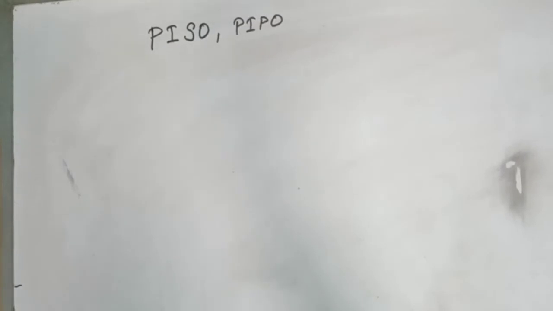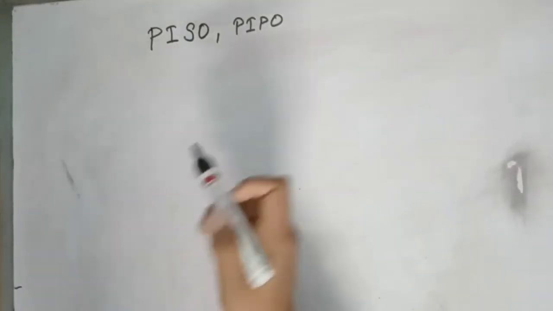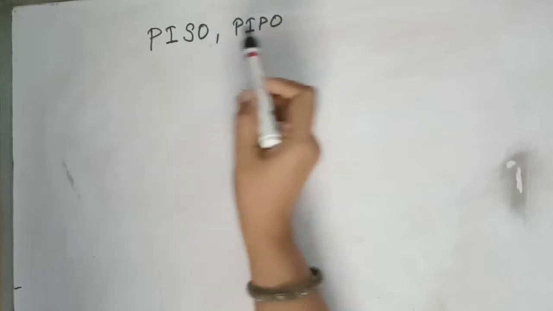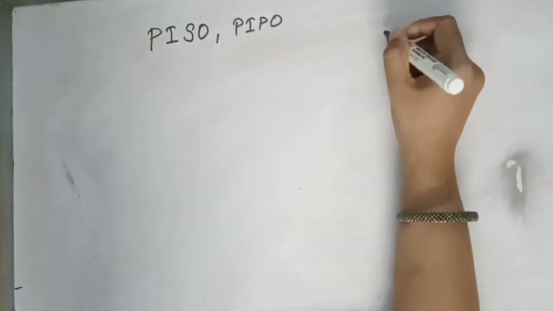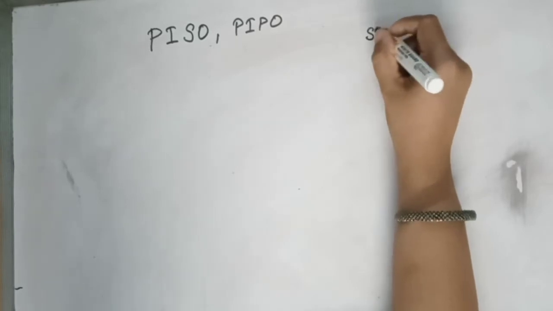So in shift registers, we've talked about SISO and SIPO. Next is PISO and PIPO. PISO and PIPO are parallel in serial out and parallel in parallel out.